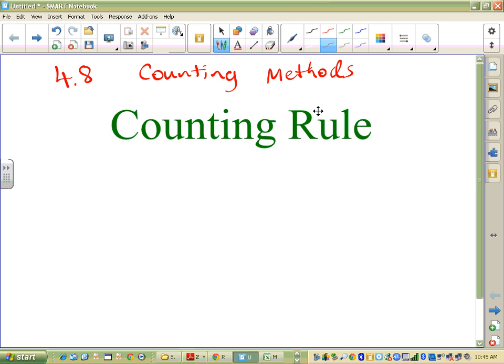It can be applied to 2 things, 3 things, 4 things, 5 things. Questions about this come up on the ACT all the time.